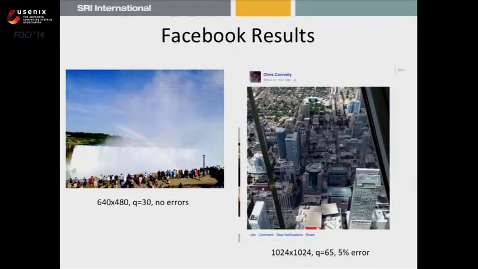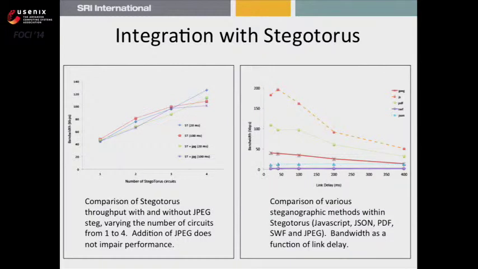So here's two examples. The one on the left, you can see the artifacts at the top of the image there. It's a 640 by 480 image at quality 30, and there are no errors in that one. The right-hand side is a screenshot from a Facebook page. That's a view of Toronto from the CN Tower, 1024 by 1024, quality 65. There's about 5% error, a byte error. Modest success. We still have to experiment with this some more and see how well it goes.